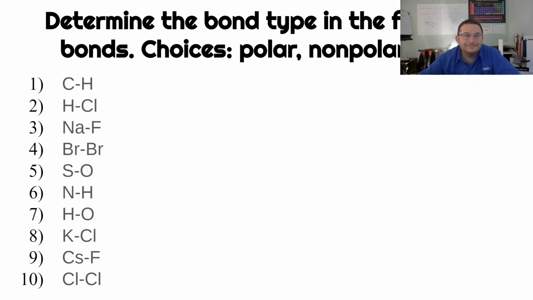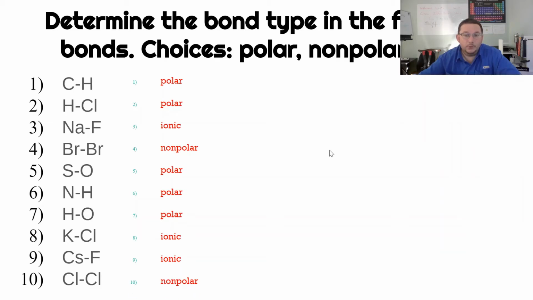All right, so here are the answers. C-H is polar, H-Cl is polar, NaF is ionic, bromine is nonpolar, S-O is polar, N-H is polar, H-O is polar, KCl is ionic, CsF is ionic, and Cl-Cl is nonpolar.